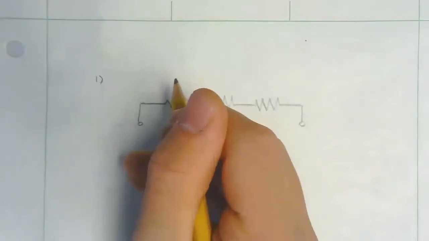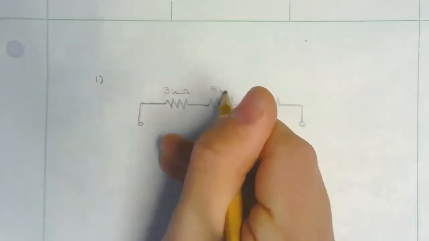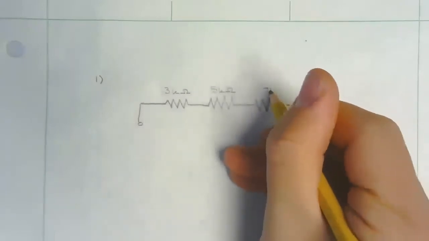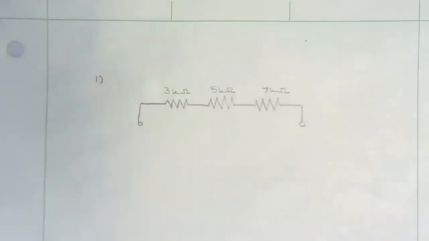And they're going to have the values 3 kilo ohms, 5 kilo ohms, and 7 kilo ohms. Now take a second to think: are these 3 resistors going to be in series, or are these 3 resistors going to be in parallel? Pay attention to the meshes and pay attention to the nodes.